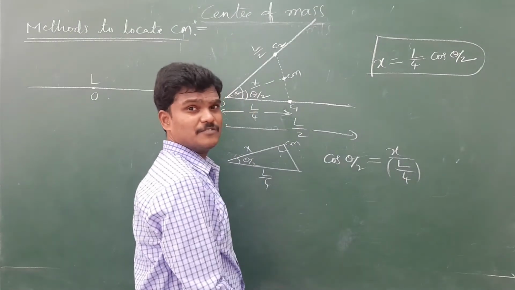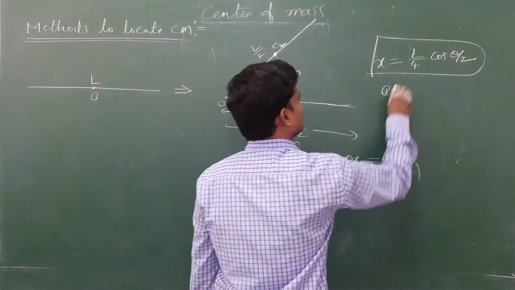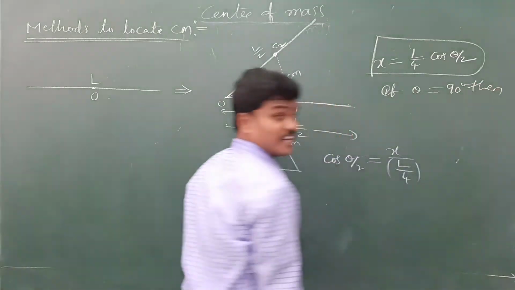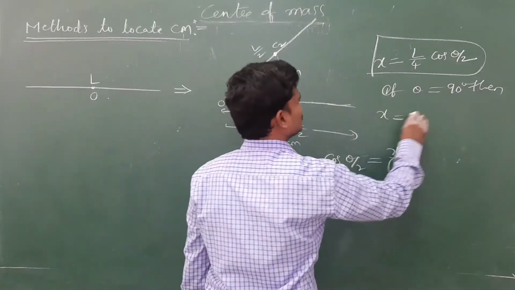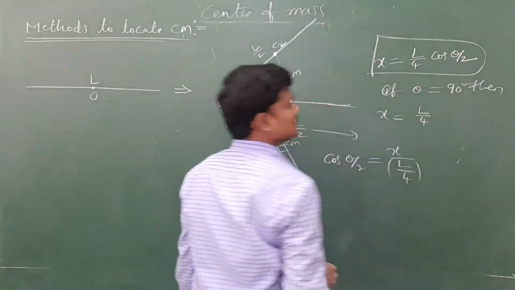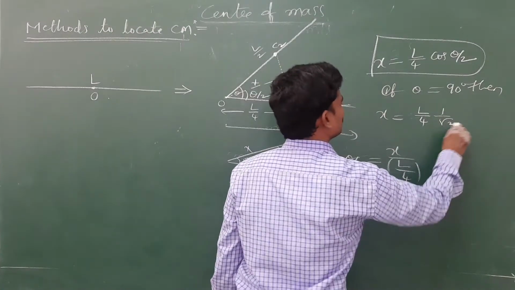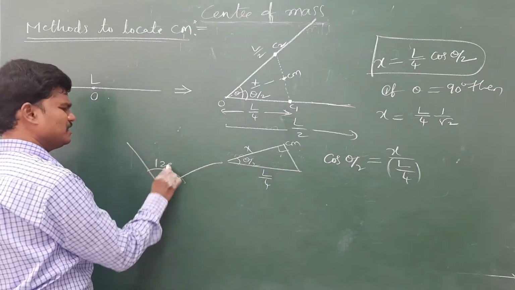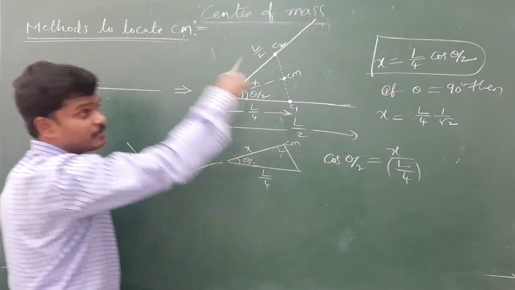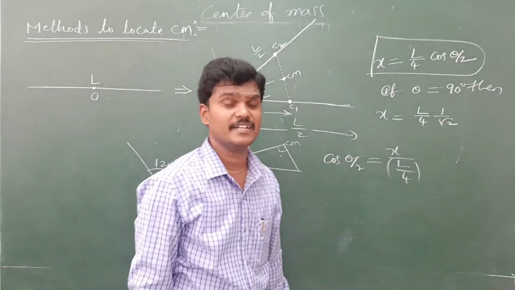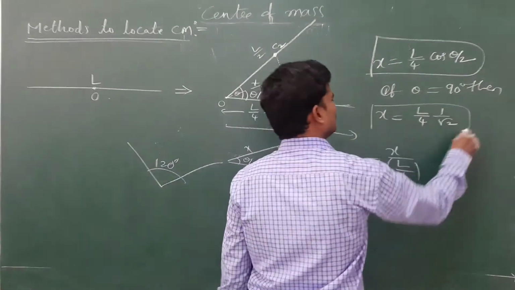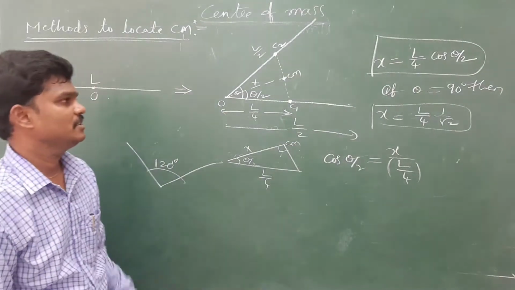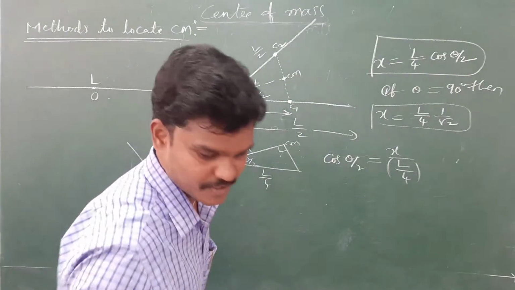Suppose the rod bends perpendicular to each other, just substitute theta 90. So X is equal to L by 4 cos 45, so 1 by root 2. If it bends to something like 120 degrees, substitute theta 120, 120 by 2 is 60, you will get L by 8. So we can find, based on theta, the shift in center of mass. Okay, see the next.